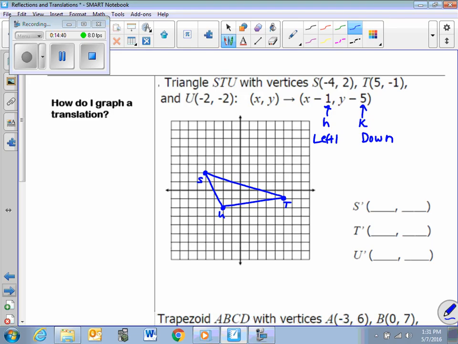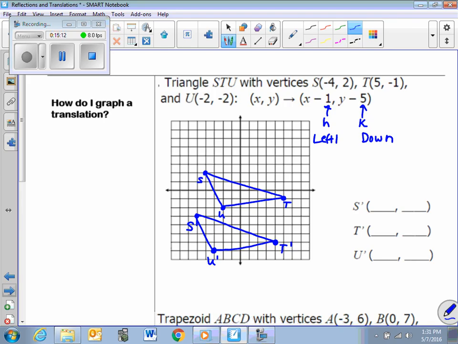So let's start with S and go left 1 and down 5. 1, 1, 2, 3, 4, 5. So there's S prime. Let's take U and go left 1, down 5. 1, 1, 2, 3, 4, 5. There's U prime. And T is 1, 1, 2, 3, 4, 5. So there's T prime. And here's what my translated triangle looks like.